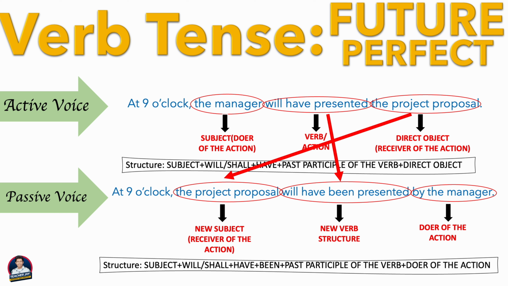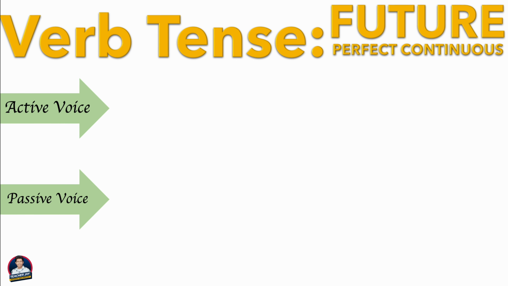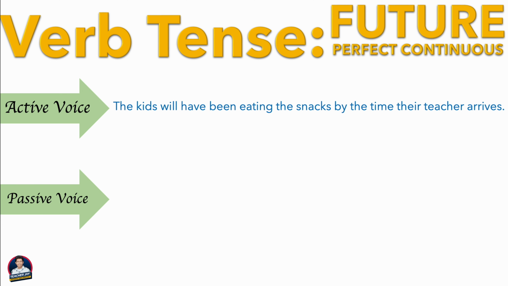This example uses the structure subject plus will or shall plus have, the auxiliary verb have, plus been, plus the past participle form of the verb presented, and then the doer of the action, by the manager. Another example of an active voice using the future perfect continuous or progressive. The kids will have been eating the snacks by the time their teacher arrives.